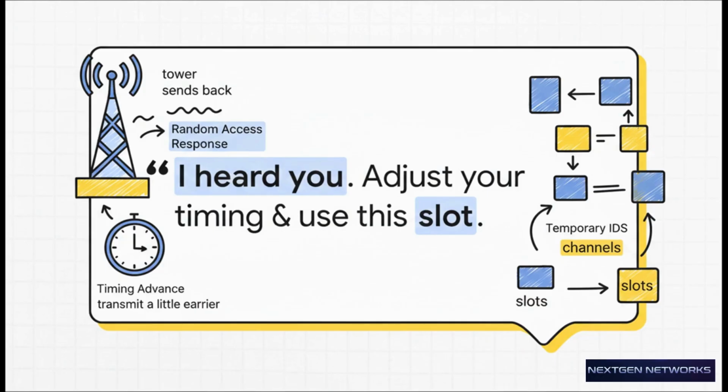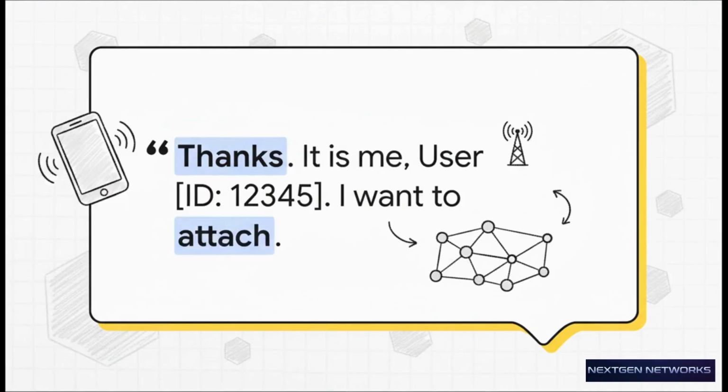It's basically saying, okay, I hear you, use this specific channel at this specific time and tell me who you really are. Okay, step 3. Using those exact resources it was just given, your phone sends its first real message. This is the one that contains its actual network ID and why it wants to connect. Maybe you're making a call or an app needs to sync up. This is the crucial moment. It's the very first time the network knows your phone's unique identity.